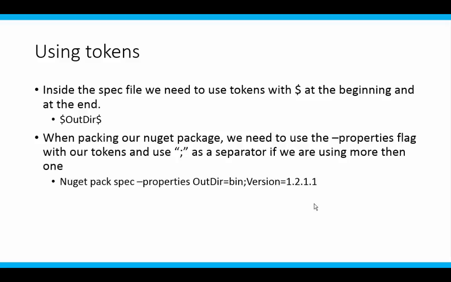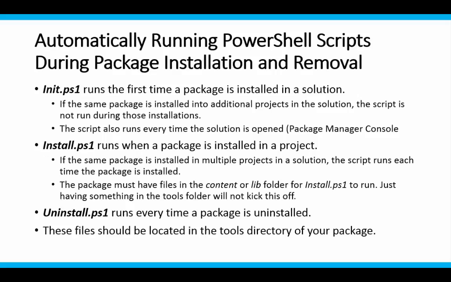Essentially, when you pack your package, you use the -properties flag and pass in some values to NuGet so that they'll be interpreted inside of the nuspec. An example here would be outdir equals bin, and it would replace the outdir that I had in the original file. What you can also do is, in the tools folder, use one of those three, a combination of them, or none at all if you want.